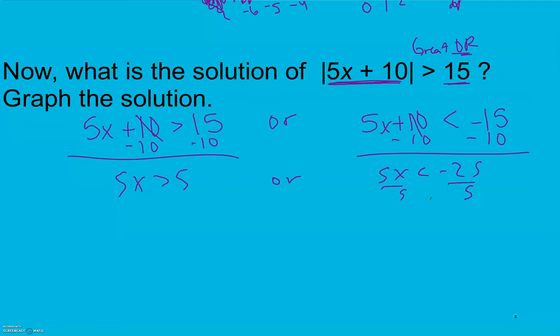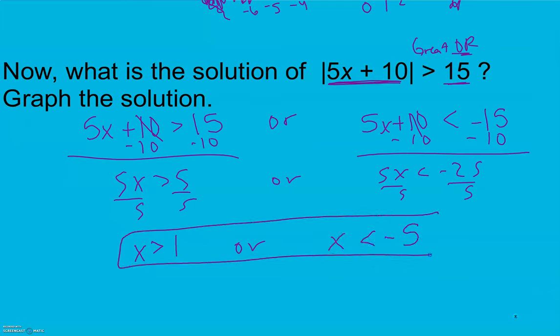And then dividing. Again, we can check here. Are there any numbers greater than 1 but also less than negative 5? No, there aren't, so it has to be an or.